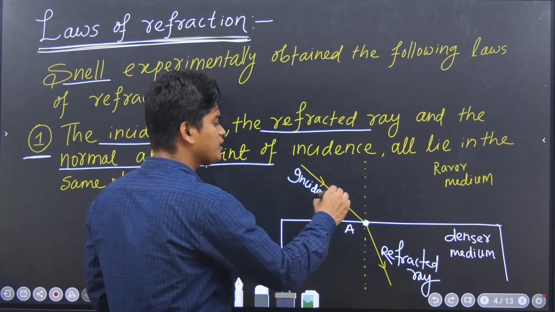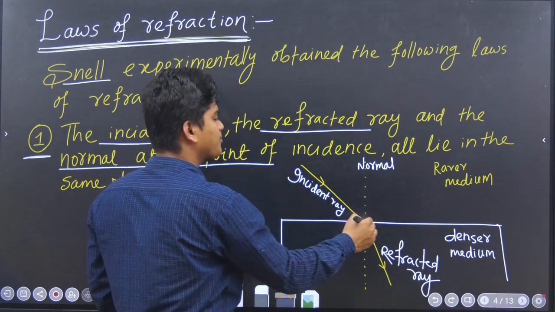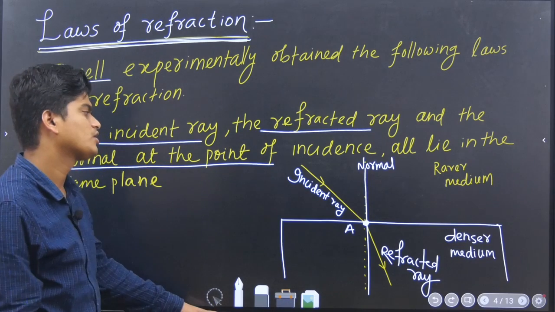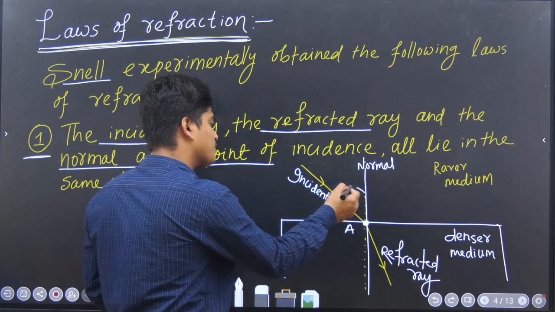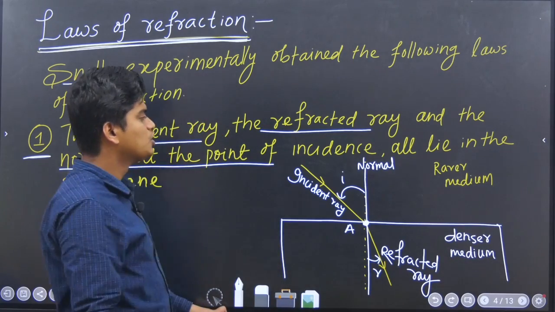Here this is your normal, basically the normal at the point of incidence. This is the point of incidence, and this is the normal actually. From the normal, whatever this angle is basically called I, and this angle is basically called R.